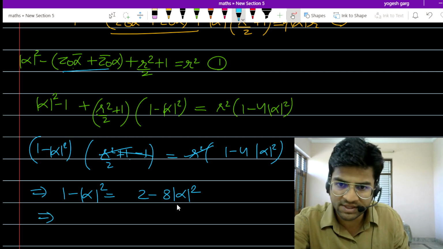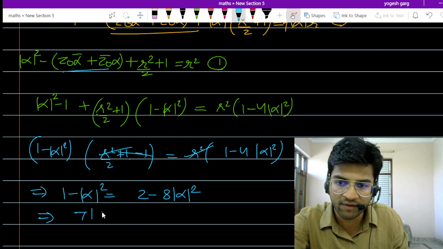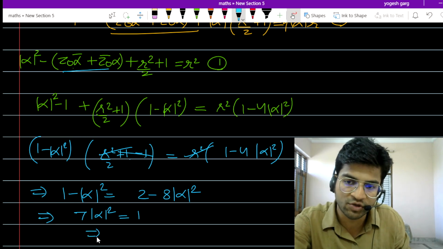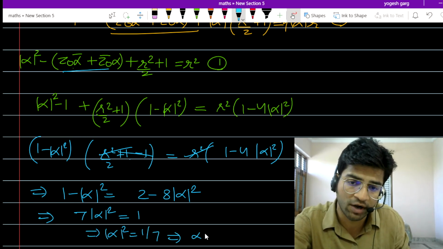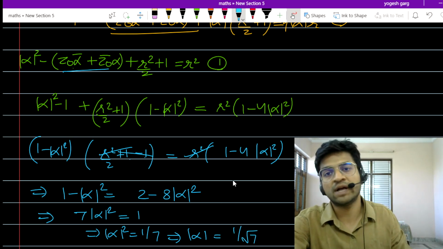Now just solve this to get, this is minus 8 mod alpha square, shift it to the left side, you will get 7 mod alpha square, shift this one to the right side, you will get 1, and from this you have mod alpha square is equal to 1 by 7 clearly, which implies mod alpha is equal to 1 by root 7. That is your answer.